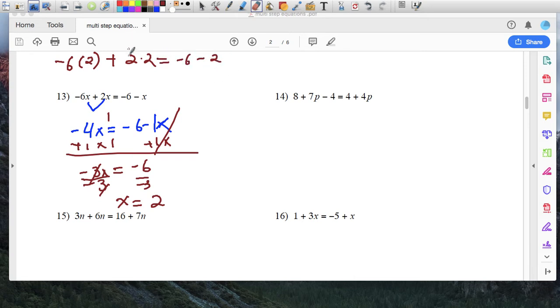So that's my equation with x substituted. So negative 6 times 2 is negative 12. These are two positives, so 2 times 2 is just 4. On this side, negative 6 and negative 2 is negative 8. And I did something wrong already. No, I didn't. Negative 12 plus 4, there's more negatives, right?